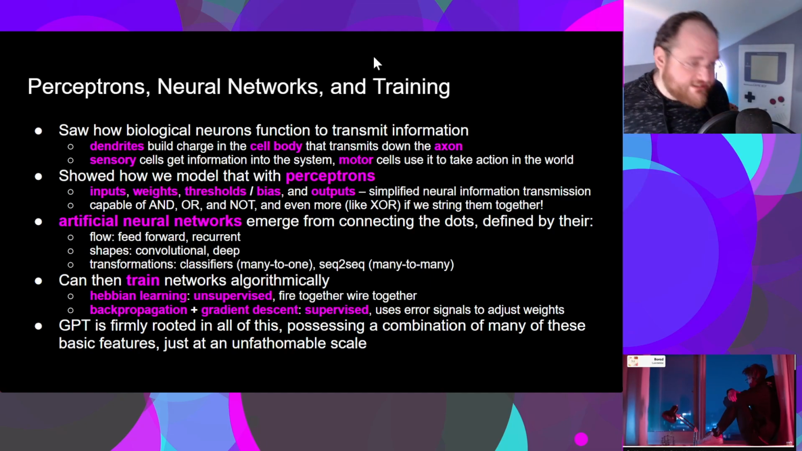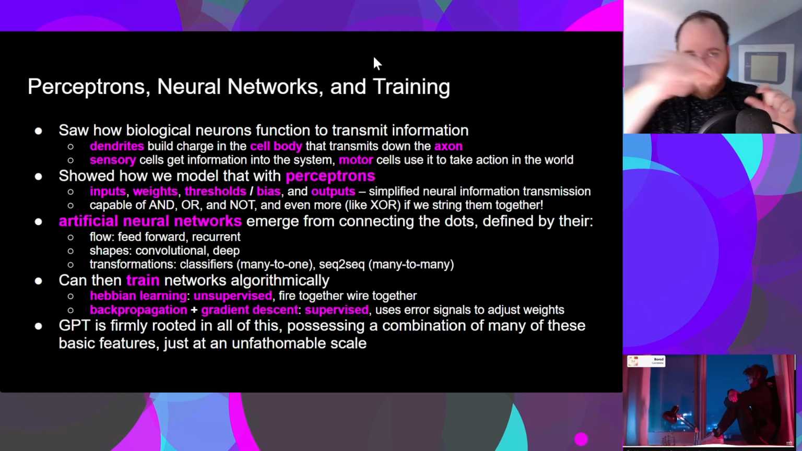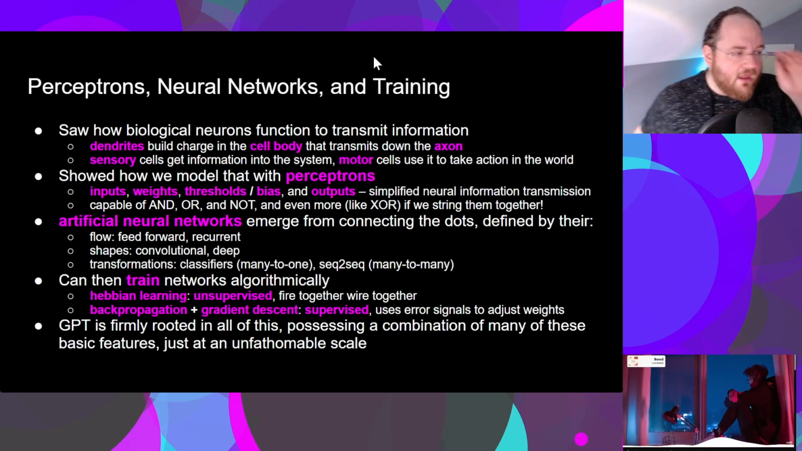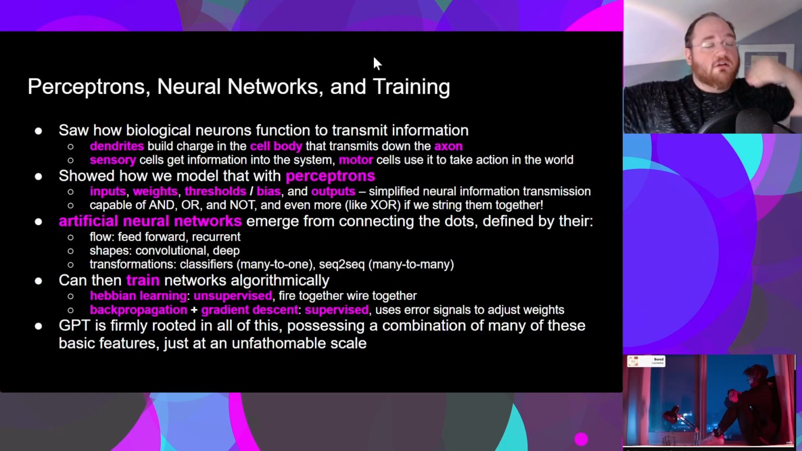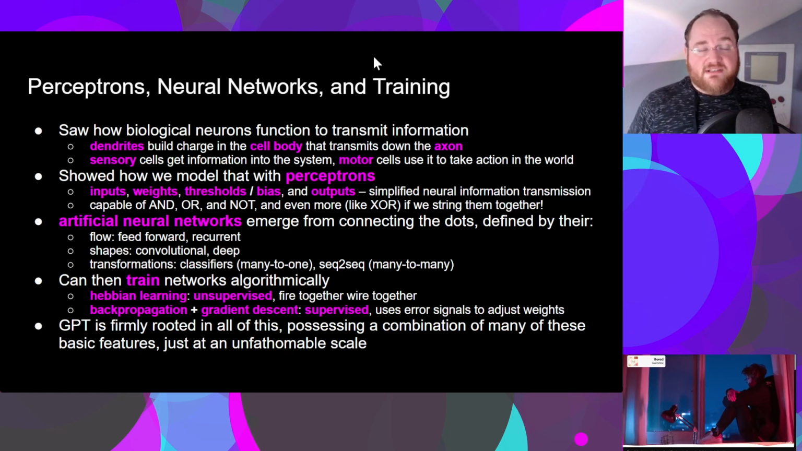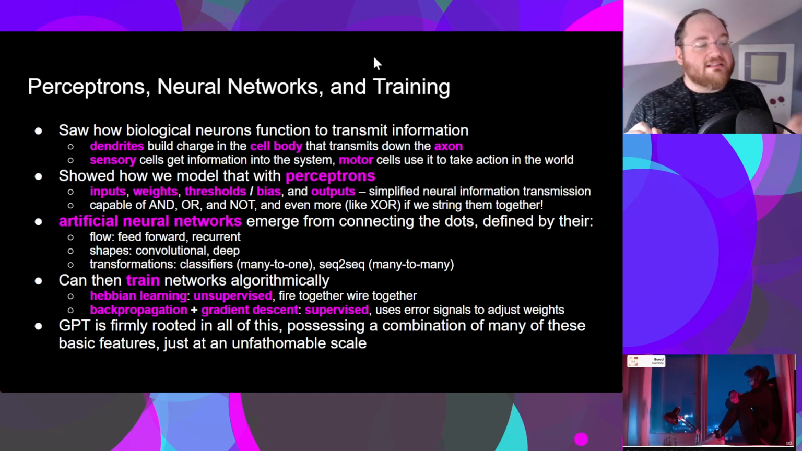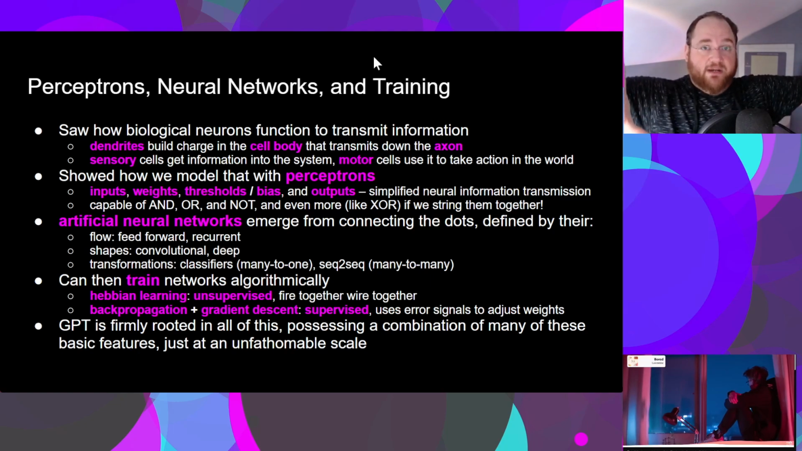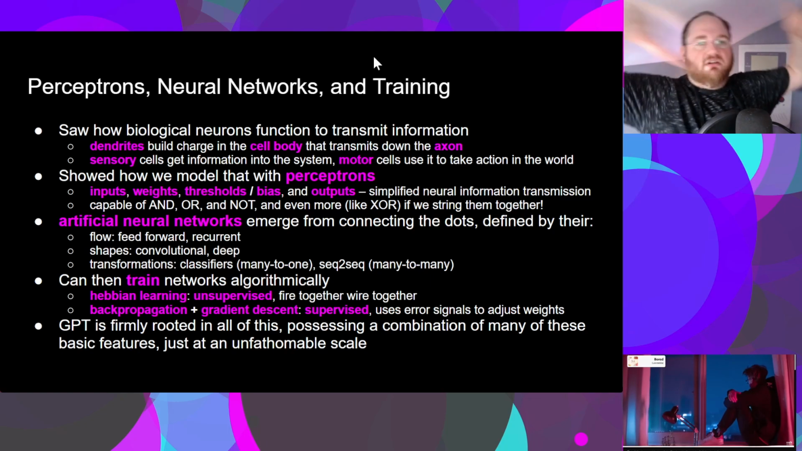So that takes us to, we can connect individual nodes into networks of nodes. So these emerge from like connecting the dots between all of our nodes. We have different kinds of flow. There's feed-forward networks, recurrent networks. There's different shapes. There's convolutional 2D networks. There's deep networks that are very, very deep, very long. And different kinds of transformations, like classifiers that take lots of information and give us one symbol, or sequence to sequence, which is take one kind of information and turn it into a different kind of information. One large set of information, new large set of information.